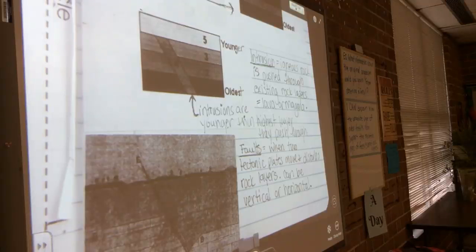That's it for the notes today. What I want you to do for the rest of the class is start on this worksheet. You may work with your group. You're looking at rock layers. The letters are the rock layers.